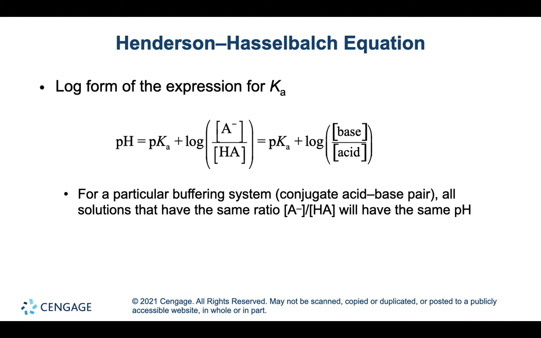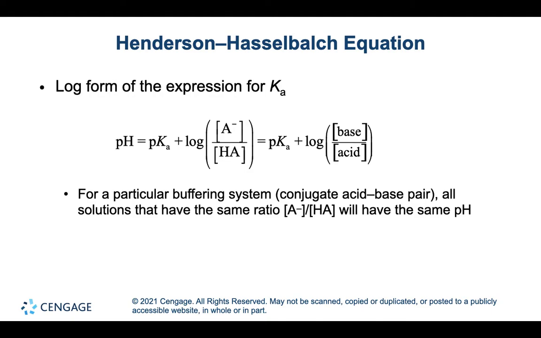You can make buffers that buffer around pH 10 and keep the pH around 10. You can make a buffer that'll buffer around 3 and keep the pH around 3. Depending on which weak acid and which conjugate base combination you have, the pH will be centered around a particular value.